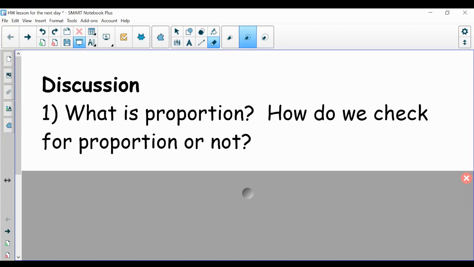Hello everyone, today we're going to talk about proportion. So what is proportion and how do we check for proportion? You can pause it and think about your answer, see if your answer is correct.